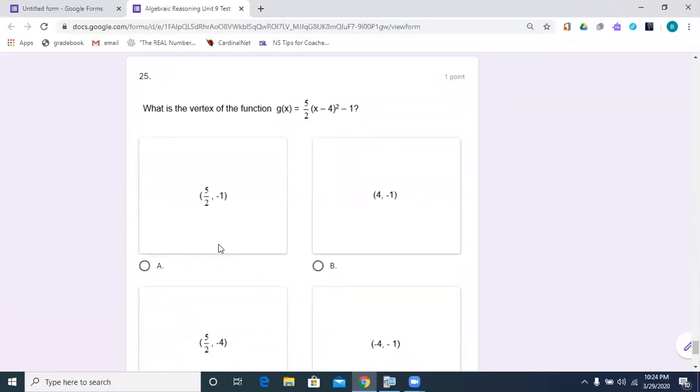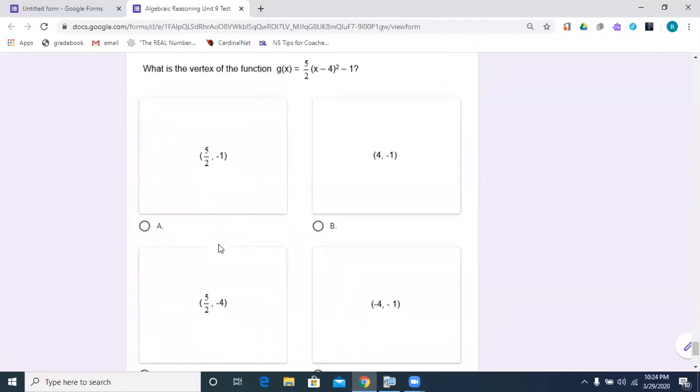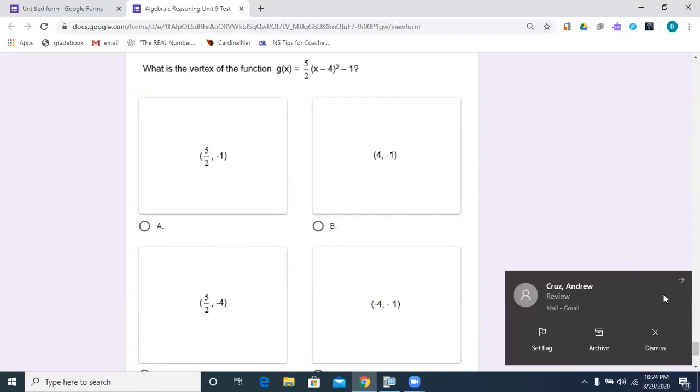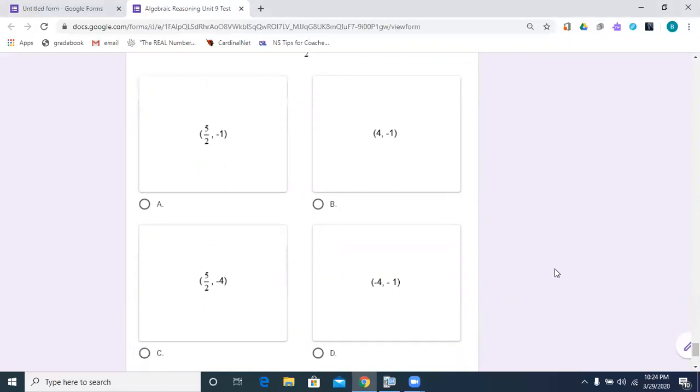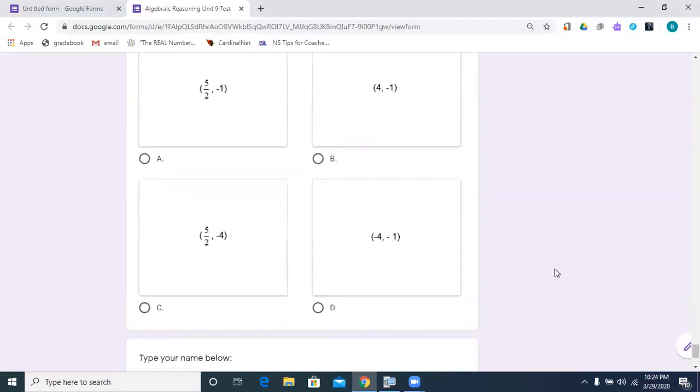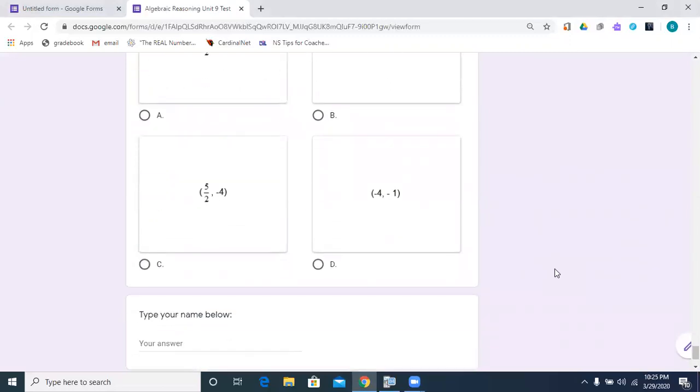Number 25. What is the vertex of the function g of x equals 5/2 times (x minus 4) squared minus 1? A, (5/2, negative 1). B, (4, negative 1). C, (5/2, negative 4). Or D, (negative 4, negative 1).